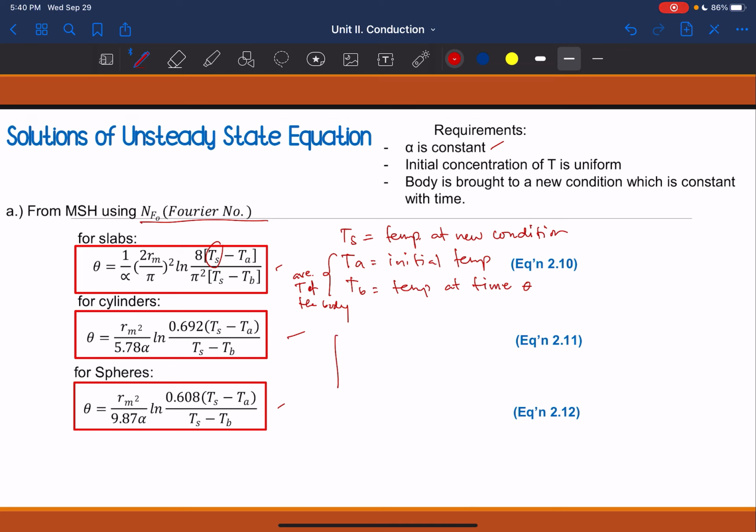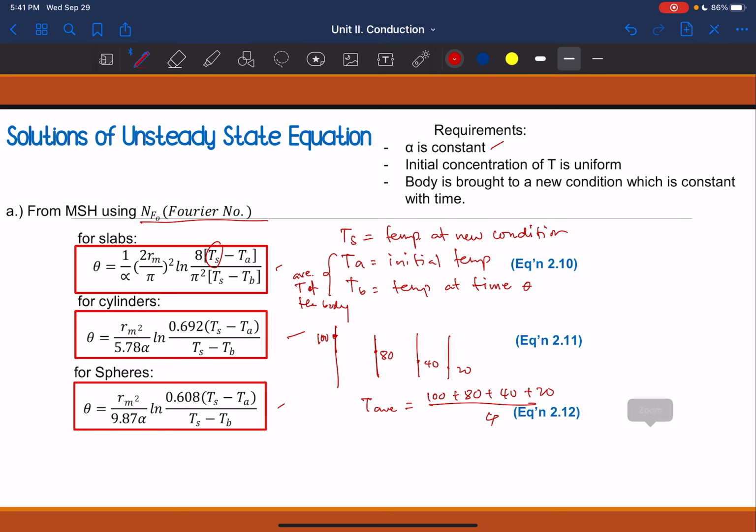heat transfer, di ba? Kanina, if you have a steady state, the different temperatures, let's say if this is kept at 100, after a few hours it lowers into 80, naging 40, tapos naging 20. So if you get the T average for this, it should be 100 plus 80 plus 40 plus 20 divided by 4. That gives you your T average.